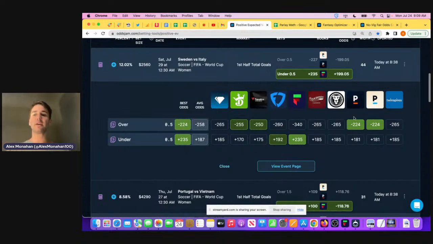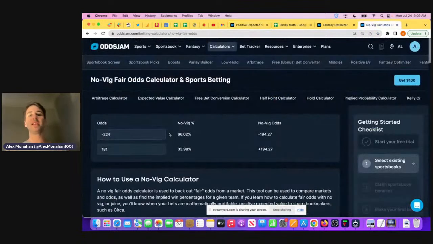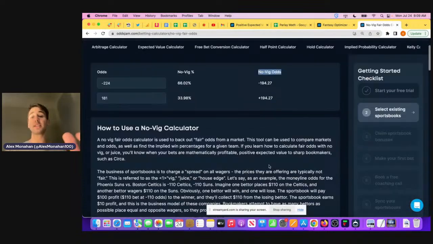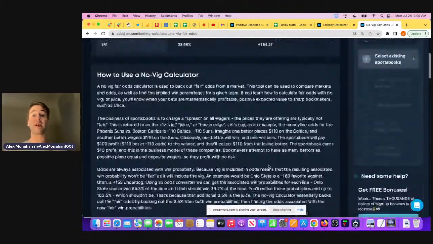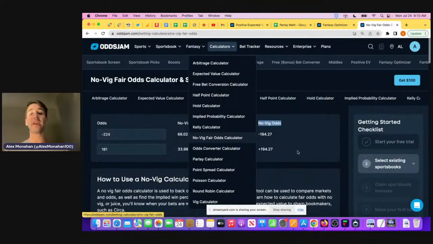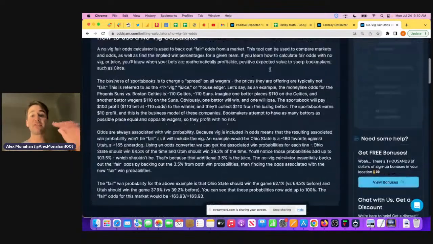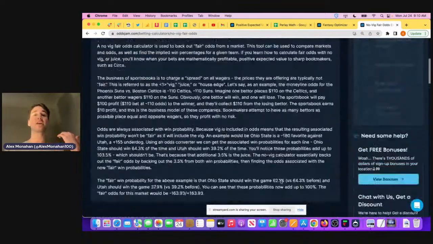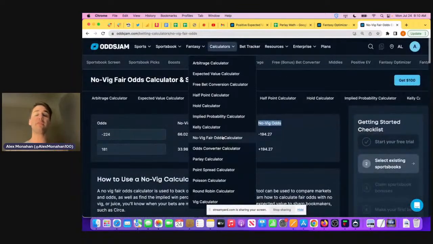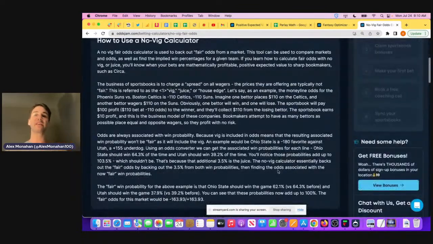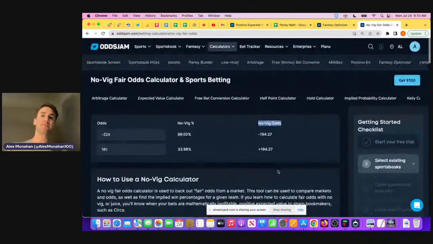So you can see here, Pinnacle has their spread baked in. So what we need to do is remove the spread. We need to remove the vig. And that gets you your no-vig odds, which is the same as your fair odds. This is a really important concept. This is the most important calculator, I always say, in sports betting, a no-vig odds calculator. So I definitely recommend reading through this text, understanding what no-vig odds are, what a no-vig odds calculator is, and how it works. But it's pretty simple.